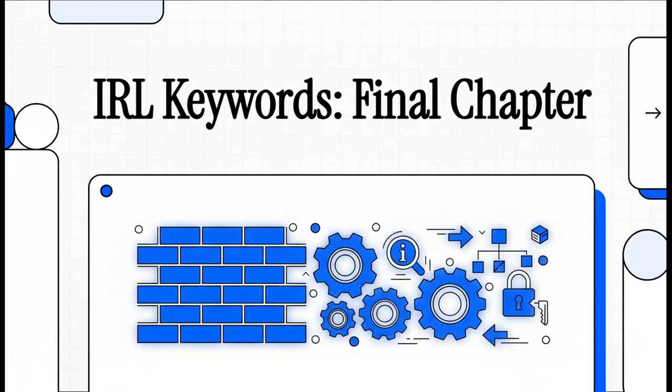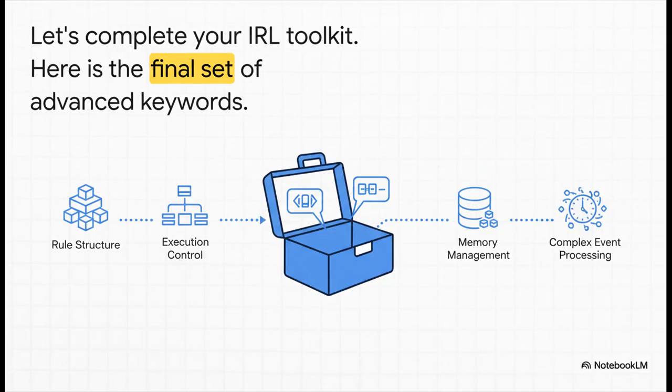Welcome back. This is it, the final chapter of our IRL Keywords series. We've built the foundation, and today we're adding the most advanced tools to your toolkit. Let's finish this journey. By the time we're done here, you're going to have the complete vocabulary to tackle just about any business rule you can think of. We're covering everything from basic structure and how rules execute, all the way to memory management and some really cool event processing. So first up, let's talk fundamentals.